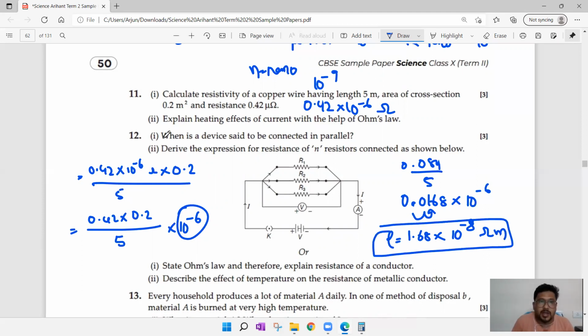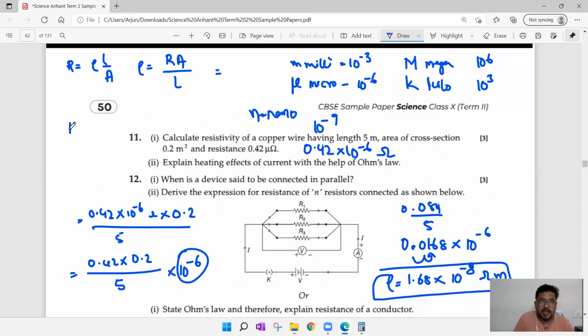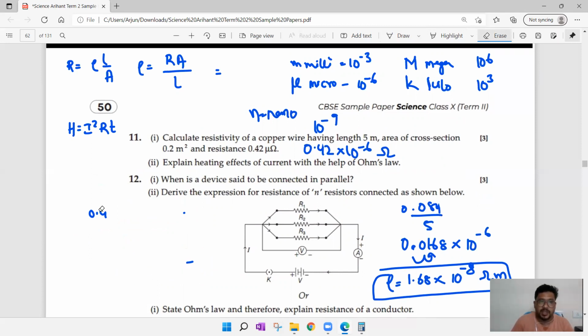This is the answer. Next, number 2, explain heating effects of current with the help of Ohm's law. Whenever they are asking heating effects of electric current, you have to go with the formula H is equal to I square RT. So how are we going to get that H is equal to I square RT? We'll see. First of all, if you want to produce some heat energy in a device, definitely we have to give some power for certain time. Heat energy formula: heat is equal to power into time, right? Now H is equal to power, and we know power P is equal to V into I. Substitute that, it becomes V into I into T.